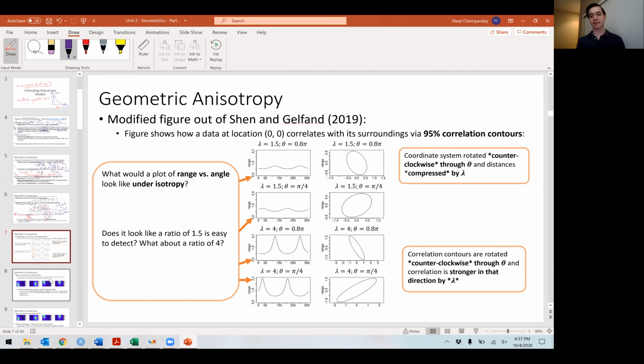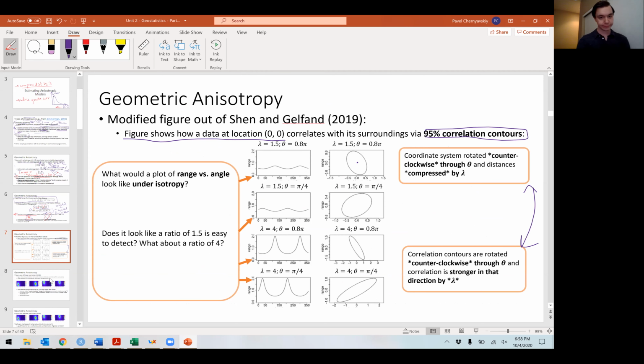Let's try and visualize this some more. Here's a reminder: we rotate the entire coordinate system, all interpoint distances, counterclockwise by theta, distances are compressed by lambda, and this induces greater spatial correlation in that direction. So here we're showing how data in the middle correlate with their surroundings. These are 95% correlation contours.